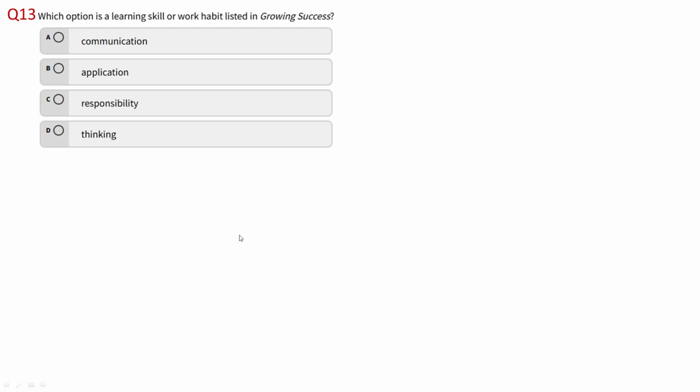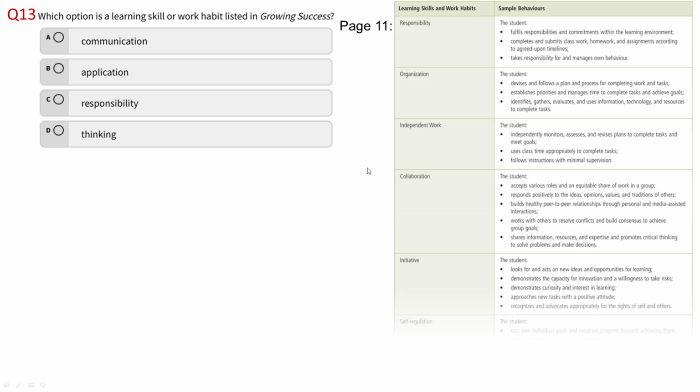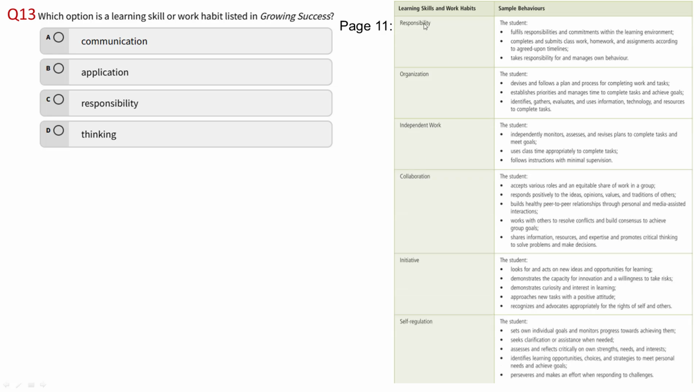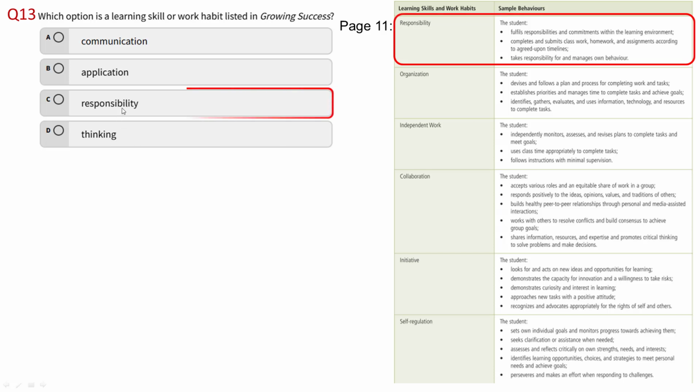Question number 13. Which option is a learning skill or work habit listed in Growing Success? So this question is actually, some of the answers are from the achievement chart. Remember, this is about learning skills and work habits, not what's on the achievement chart. If you look on page 11 of Growing Success, here's all the learning skills and work habits. Responsibility is the top one here, so that's the correct answer. These others are actually categories from the achievement chart: communication, application, thinking. But this is asking about learning skills and work habits.